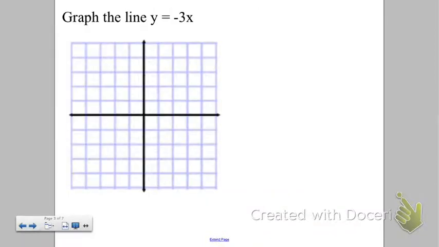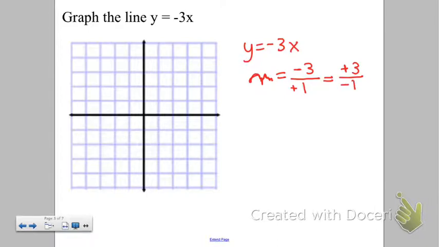And my last question is to graph the line y equals negative 3x. So y equals negative 3x. From this equation, I'm going to identify what my slope is. My m value is equal to negative 3 over positive 1. Another way I could write this is a positive 3 over a negative 1.